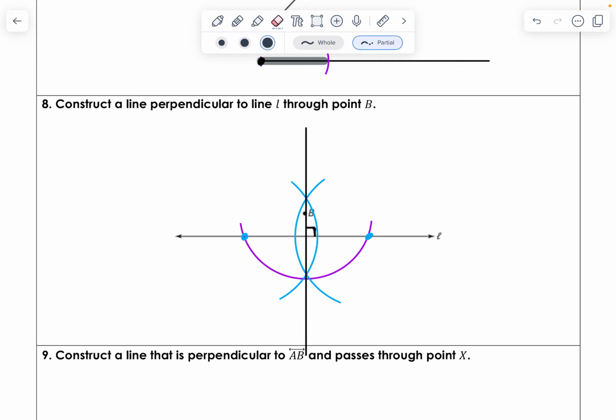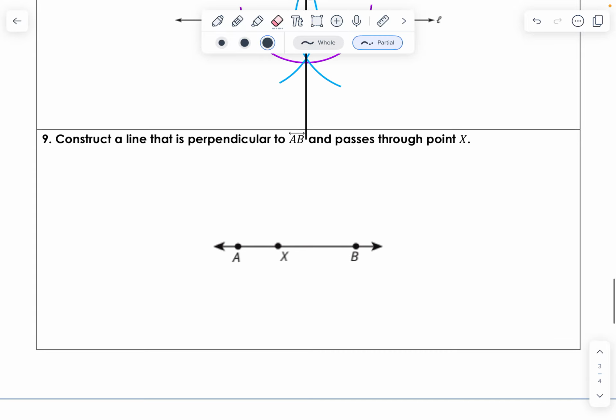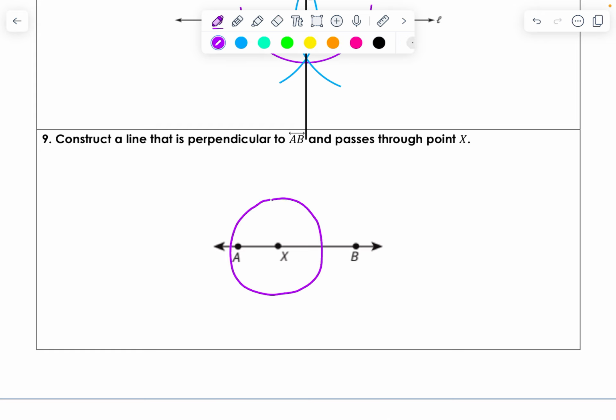It's cool either way. Construct a line that's perpendicular to AB and it goes through point X. So the first thing I need to do is draw a circle that is centered around X. All right, so that looks good. All right, I'm gonna go ahead and erase the parts I don't really need, which honestly is all of that, but I'll keep that. It doesn't really matter though, as long as you have the distance from X on both sides, that's the same. And then I'm gonna draw the intersection points here and here.